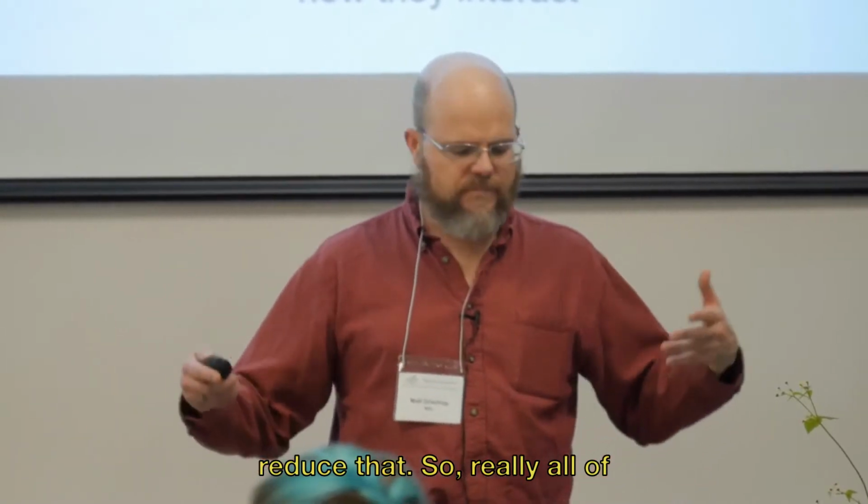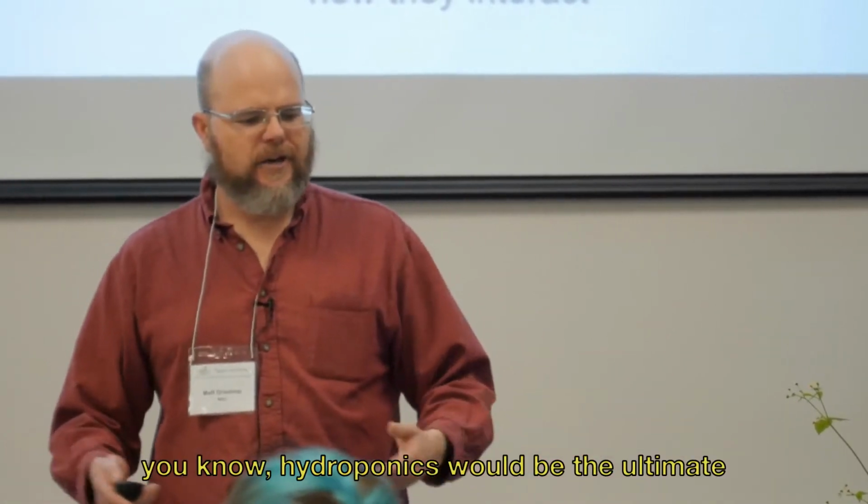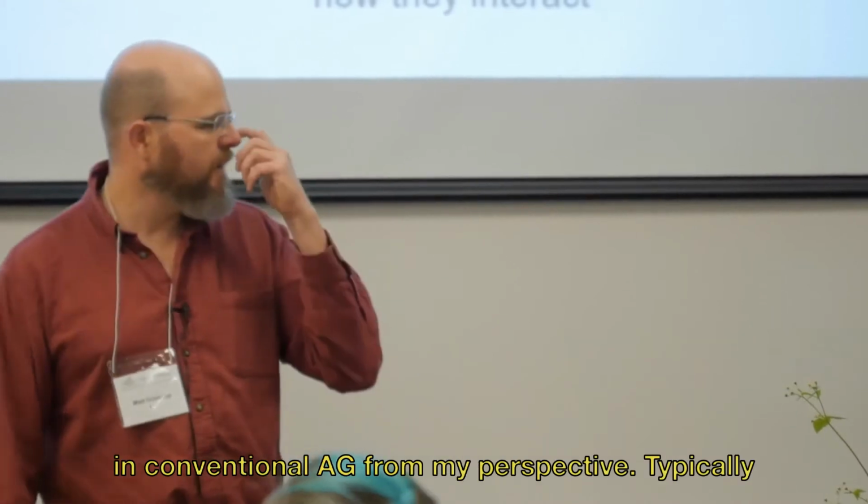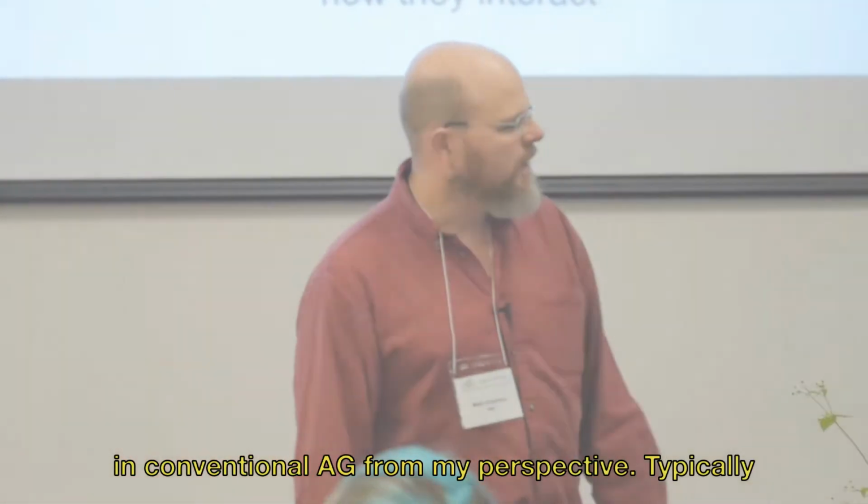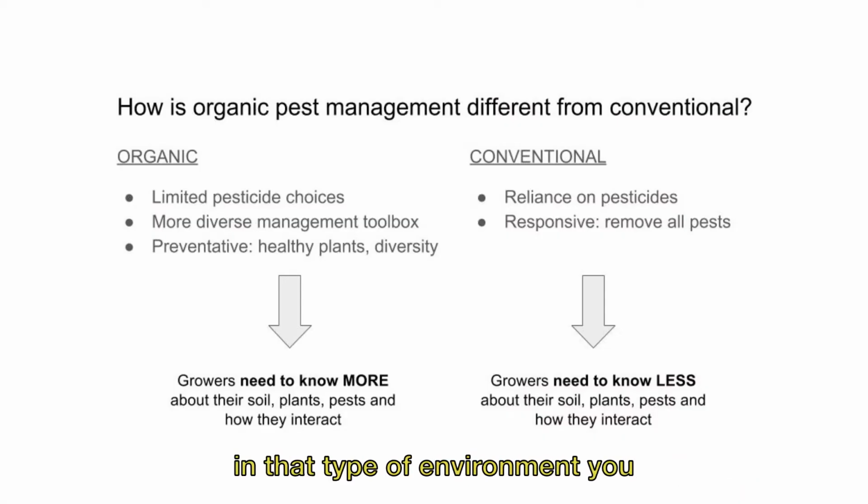So really, the model system, hydroponics would be the ultimate in conventional ag from my perspective. Typically in that type of environment, you don't need to know as much about the ecology and balance of all the various factors that come into play in that production system. In organic systems, of course, from a regulatory standpoint if nothing else, we have very limited pesticide choices. So right off the bat, we really have to think about the system that we're playing with and the ecological relationships of all those components.